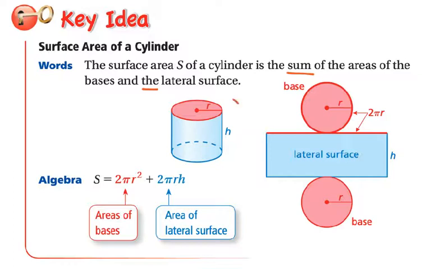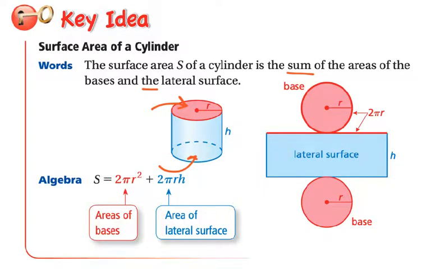As we look at our first image right here, we see, of course, a kind of generic cylinder. It says we're going to find the sum of the areas of the bases. Similar to a prism, a cylinder has two identical bases. We have that circle, that flat surface on the top, and then the one hidden underneath on the bottom. Those are going to be our bases.